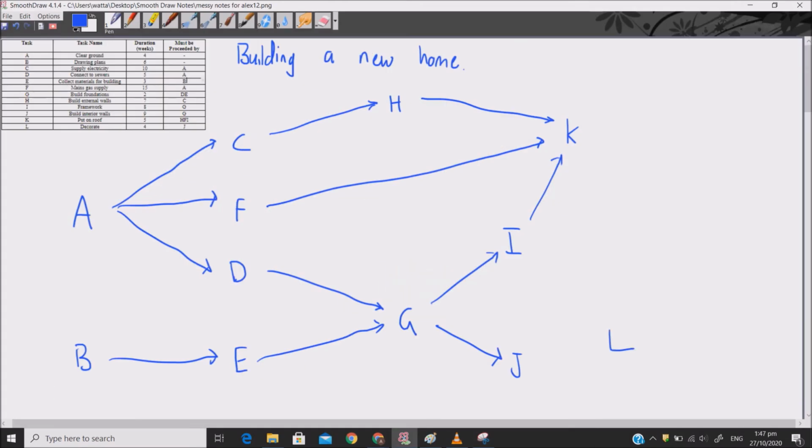Alright, and K and L both lead to the finish because there's nothing that follows them. Now I'm just going to put the numbers on, the weights, the duration weeks for each of these from our table. I'll put them all on. I just like to draw them at the bottom of each letter. And I'm going to put up a little red box now. This is going to have my early start time at the top and late start time at the bottom. We'll do that for each of these.